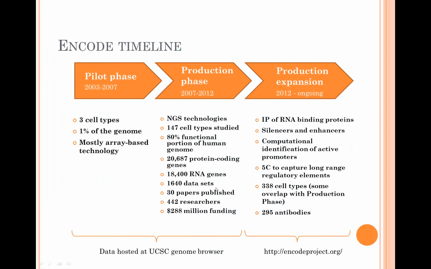Here are some numbers. The data produced from the pilot and production phase are hosted at the UCSC genome browser. Starting from 2012, they expanded the production phase. Now there are more than 300 cell types, and also almost 300 antibodies. And they also started looking at some new functional elements such as the RNA binding proteins, silencers, enhancers, and the long-range chromosome interactions. The new batch of data are now hosted at the ENCODEproject.org website.